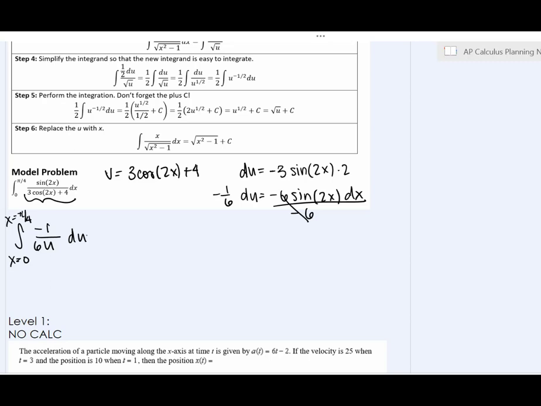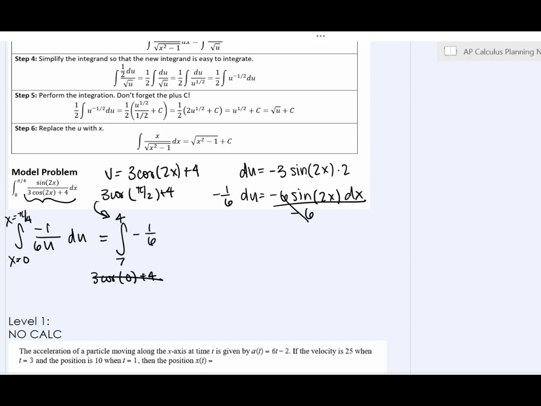I'm going to change these limits to be in terms of u because that's just going to be easier for me in general. So let's get this done. If I plug in pi over 4, 3 cosine of 2 times pi over 4 is pi over 2, plus 4. Cosine of pi over 2 is 0, so this is going to be a 4, and this is in terms of u. And then if I substitute 0, we have 3 cosine of 0 plus 4. We know that cosine of 0 is 1, and 3 plus 4 is 7. So now those limits are in terms of u.